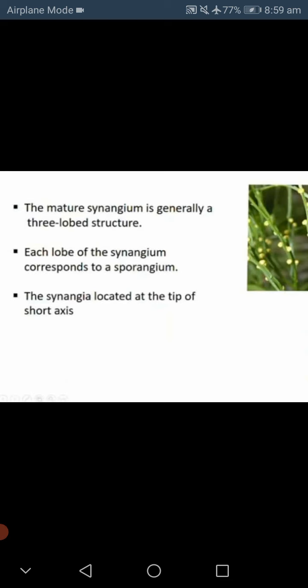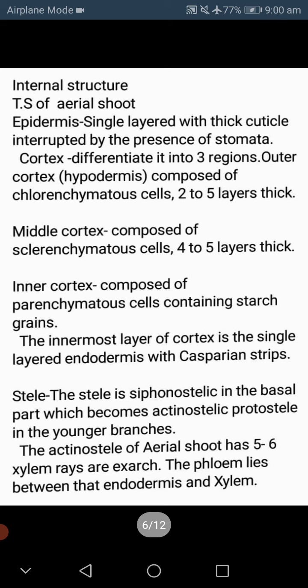It has three lobes, and each lobe of the synangium corresponds to a sporangium. That is, the three lobes contain sporangia, which are spore-bearing structures. The synangia are located at the tip of the short axis. You can observe here the light colored substance, that is the synangia. It is a trilobed structure.